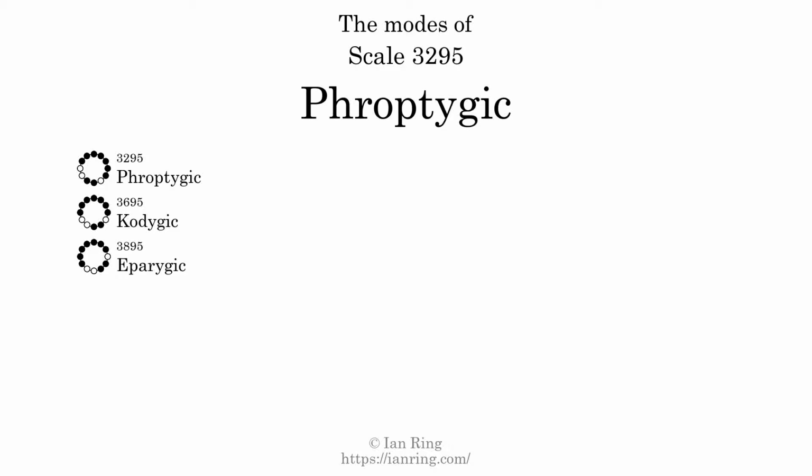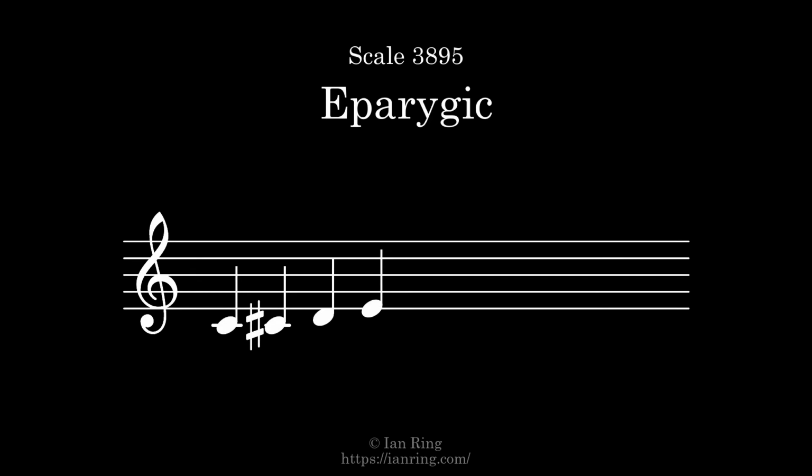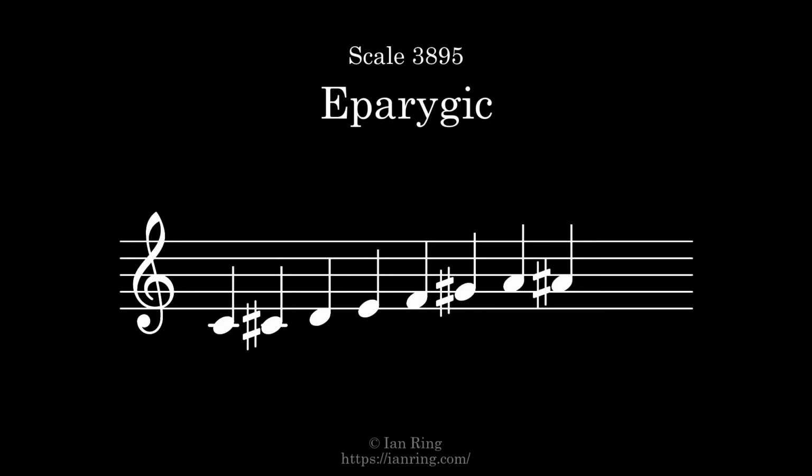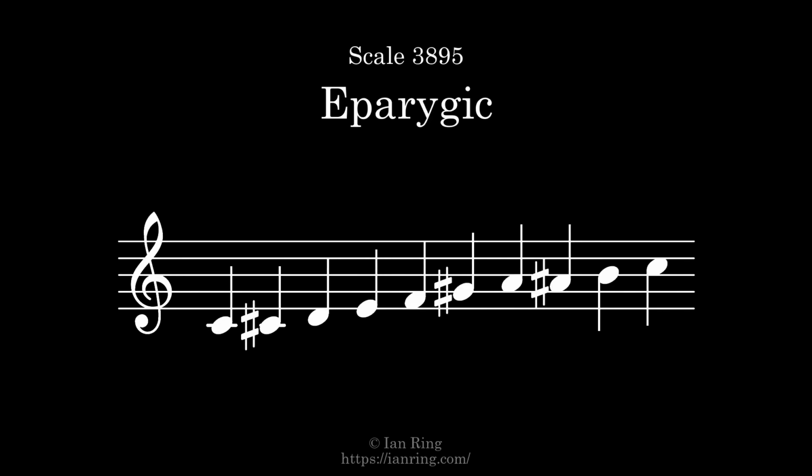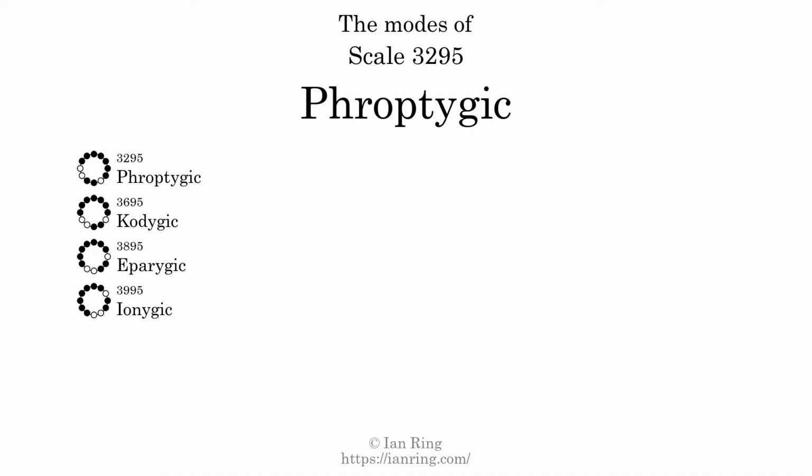The third mode is scale 3895, also known as Phroptygic. It sounds like this. The fourth mode is scale 3995, also known as Ionigic. It sounds like this.